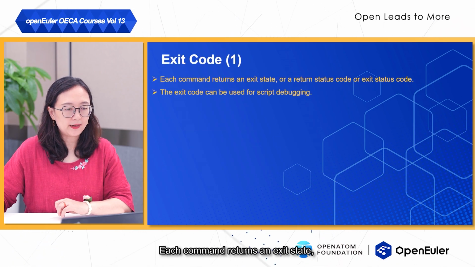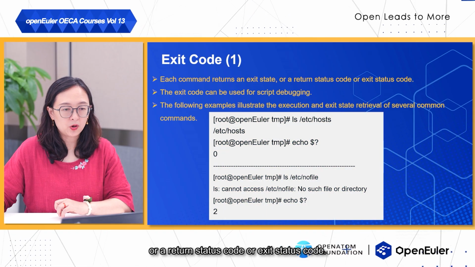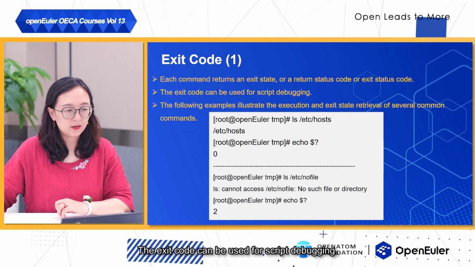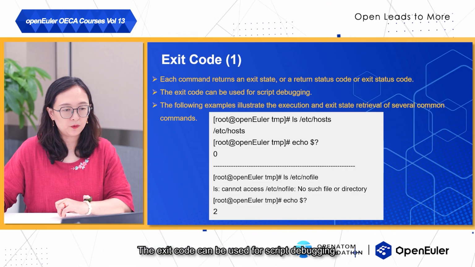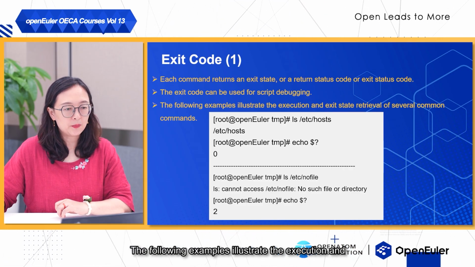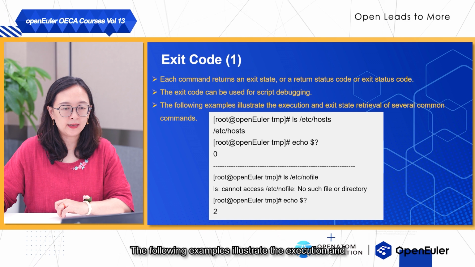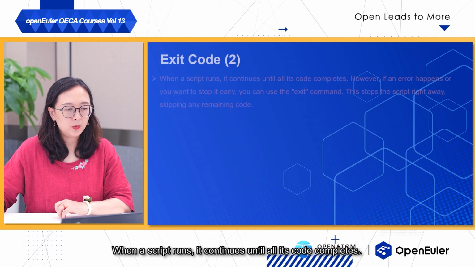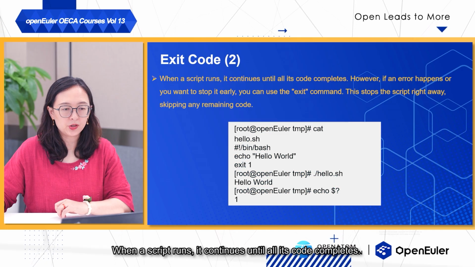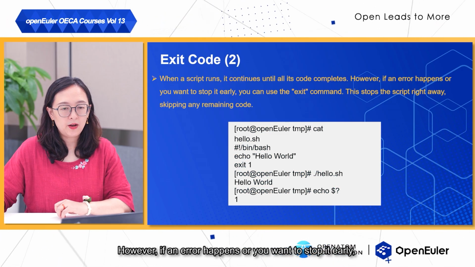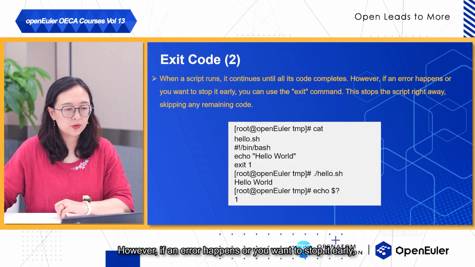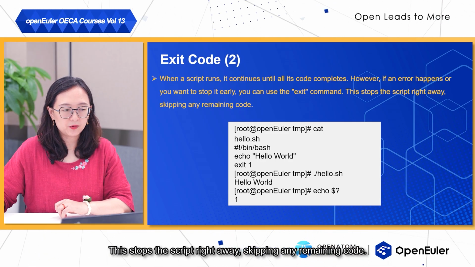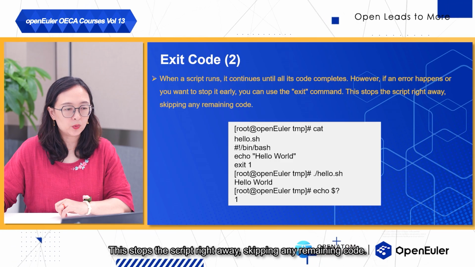Each command returns an exit state, or a return status code, or exit status code. The exit code can be used for script debugging. The following examples illustrate the execution and exit state retrieval of several common commands. When the script runs, it continues until all its code completes. However, if an error happens or you want to stop it early, you can use the exit command. This stops the script right away, skipping any remaining code.